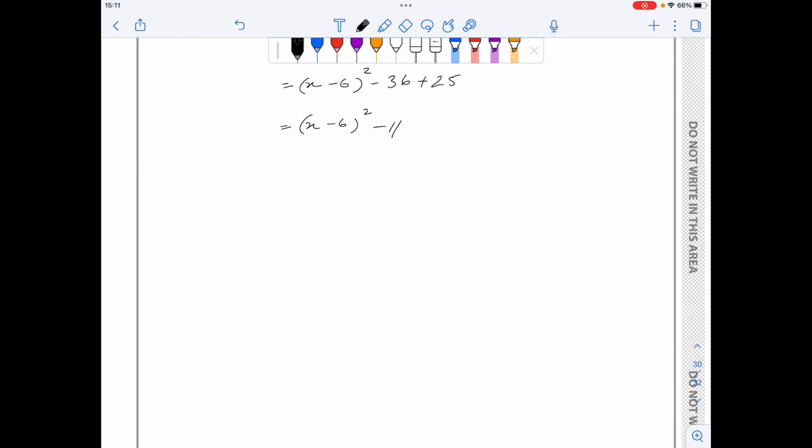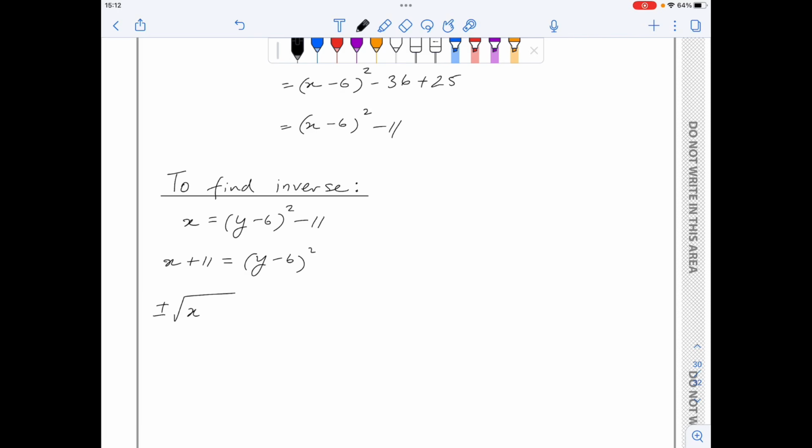To find the inverse, exchange the roles of y and x. So x equals (y minus 6) squared minus 11. And let's get the y on its own. So x plus 11 equals (y minus 6) squared, plus or minus the square root of the left-hand side equals y minus 6. So y comes out to be 6 plus or minus the square root of x plus 11.